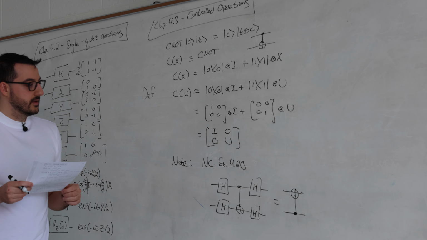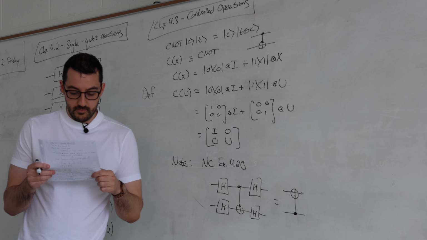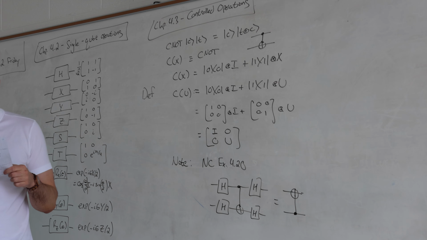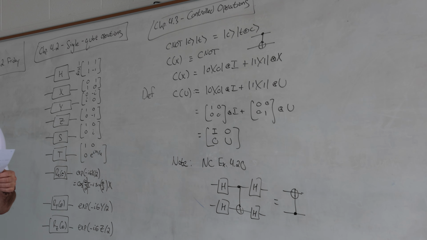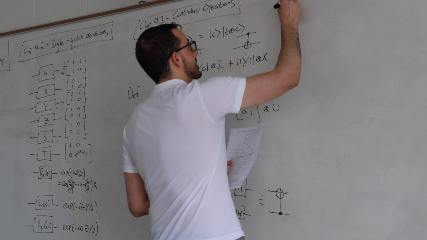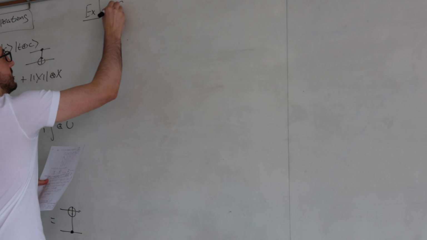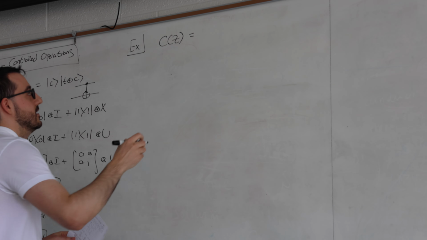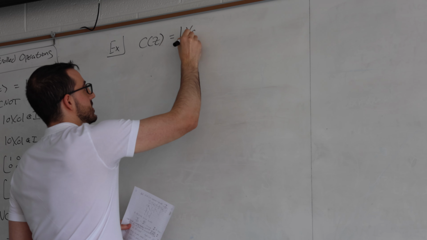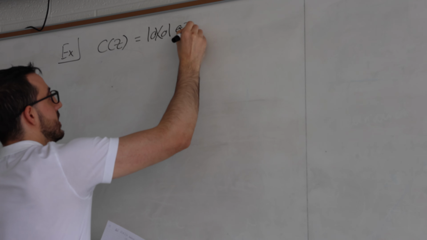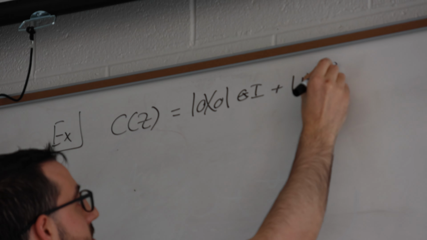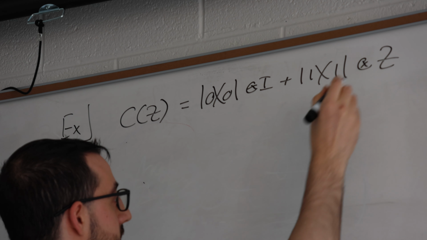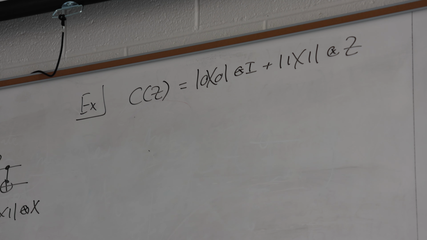Another interesting case that happens diagrammatically with controlled operations is the controlled Z-gate. So let's look at an example of the controlled Z-gate. I'm going to use our definition and say that this is projector onto the 0 state, tensor identity, plus projector onto the 1 state, tensor Z. So that's just our definition.